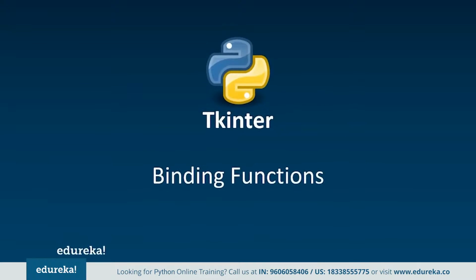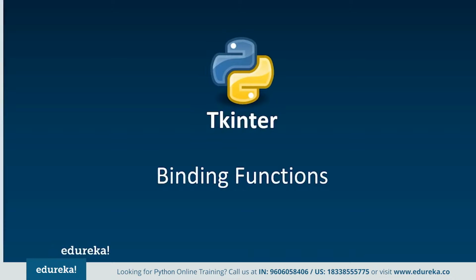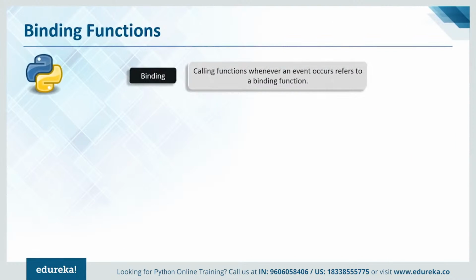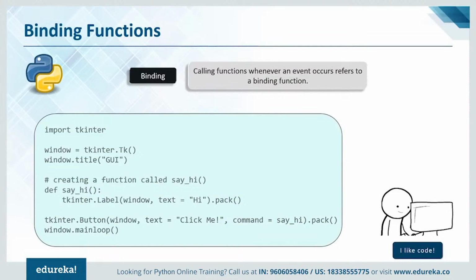So guys, next up I have for you is binding functions. It is really simple and it is a small concept that we have already covered. So let's get started. Well guys, calling functions whenever an event actually occurs is referred to as a binding function. In the below example, you can click the button and it calls a function which is called say_hi, right? So you can find it on this particular line, guys. The function say_hi creates a new label with the text saying hi, right? So it is as simple and straightforward as that.